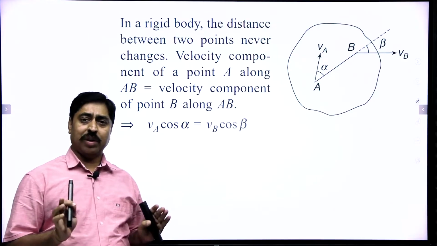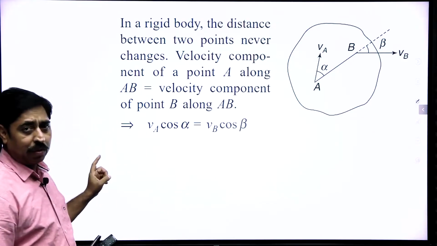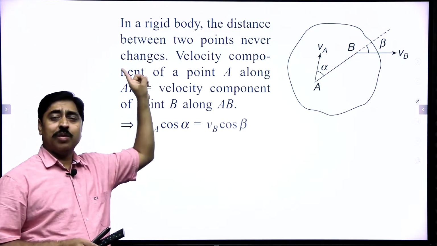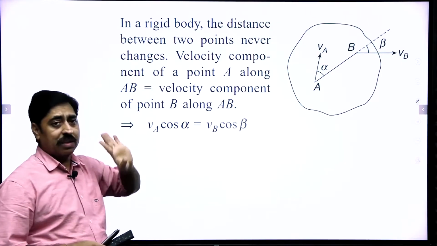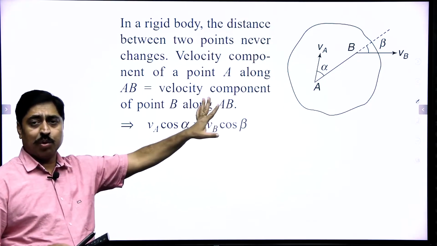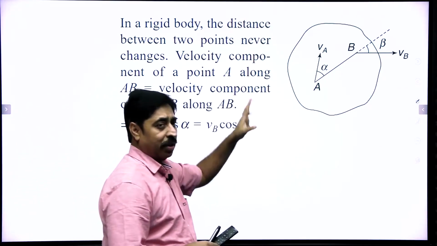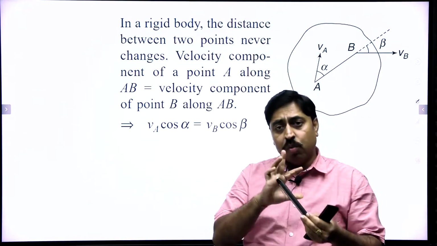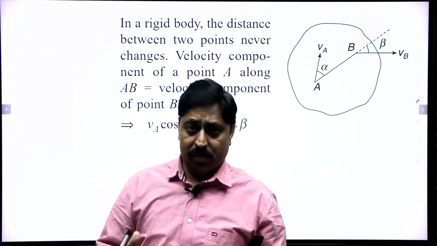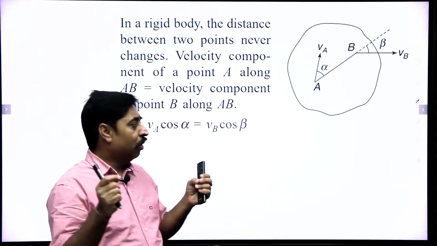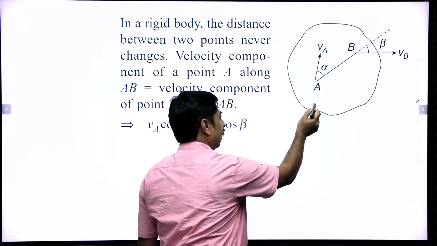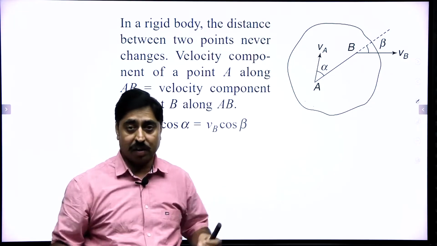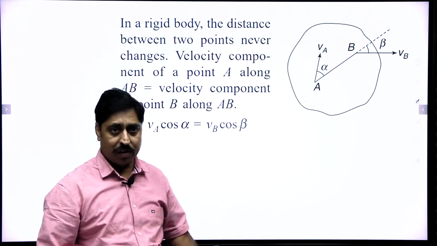This is the first important concept that you need to know when you are talking about a rigid body. In a rigid body, the distance between 2 points never changes. The diagram shows the rigid body. A body is said to be rigid when the distance between any 2 points in the body never changes. If the distance between 2 points of a body changes, then it is not a rigid body, it is a flexible body. You can spoil its shape, spoil its size, change it.